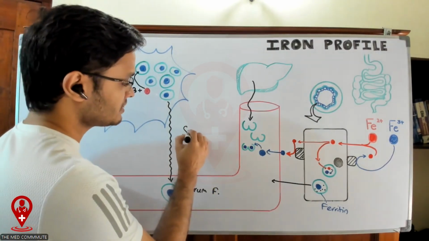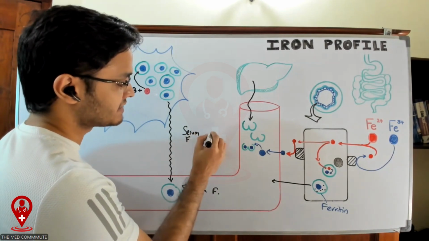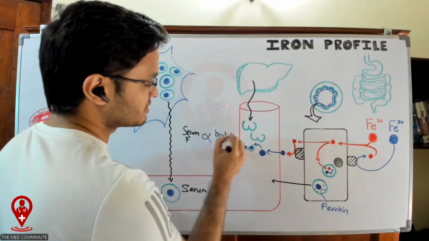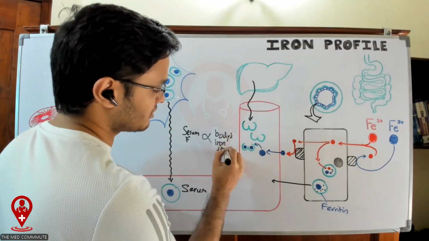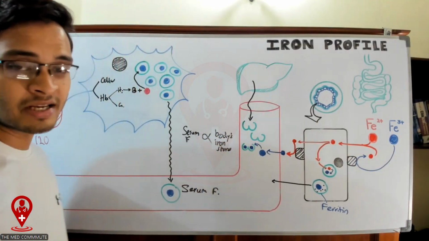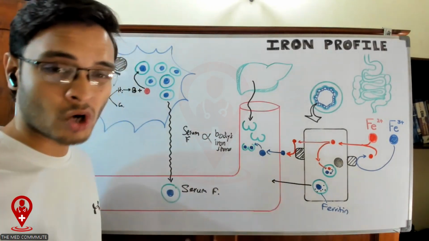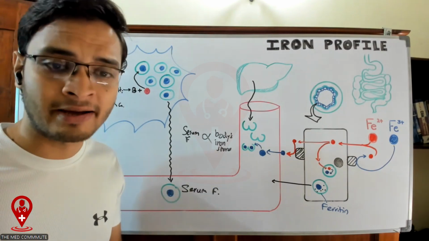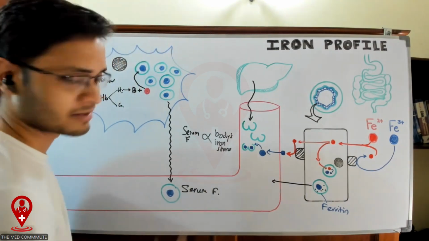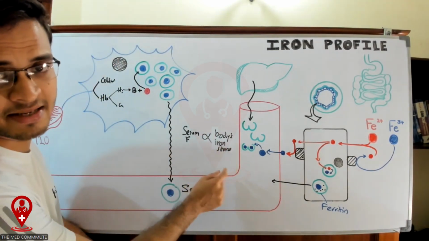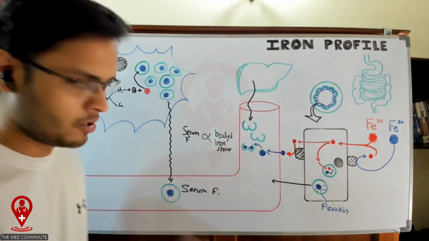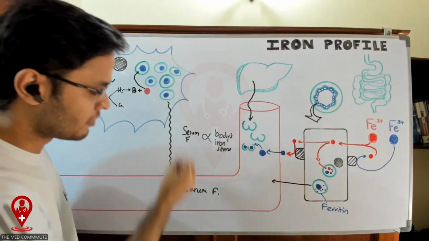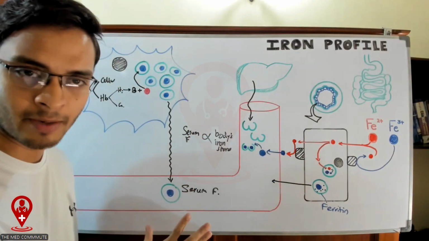So what does that tell you? Serum ferritin is directly proportional to our body's iron stores. What's the importance of this? If we want to check a patient's body iron stores, we don't need to drill into the bones and take a sample and look for iron. No, we just take a blood sample and check the serum ferritin, because that directly indicates the body's iron stores. So this is one thing that happens when there is a lot of ferritin being produced: they just leak into the blood.